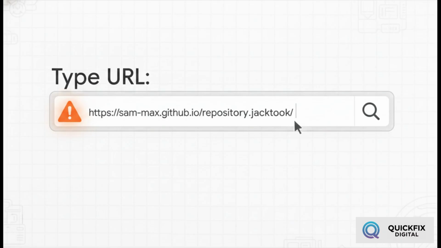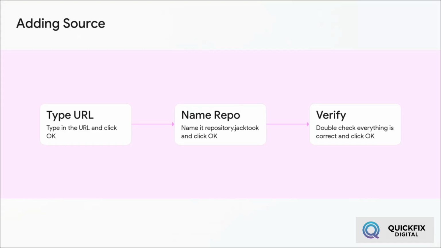This is the exact address you need to input. Take your time here because Kodi's File Manager does not have a spell check. One single typo will completely derail the entire deployment process. So double-check that you've typed it out perfectly. Got it typed in? Awesome.